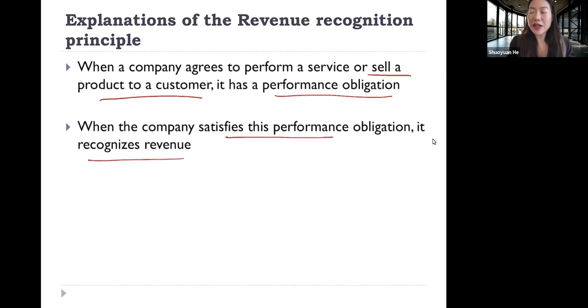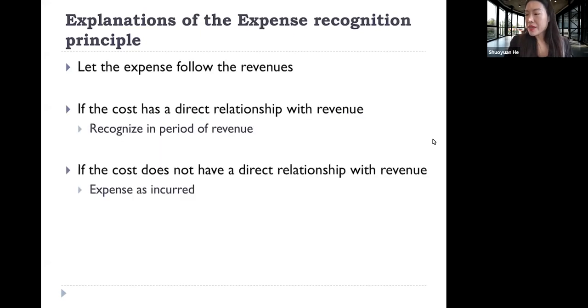So that's when we recognize revenue. We're going to talk more about it when we talk about revenue recognition upon the end of this course. Expense recognition principle, and the principle here is we let expense follow revenue. So if the cost has a direct relationship with revenue, we recognize it in the period of revenue.